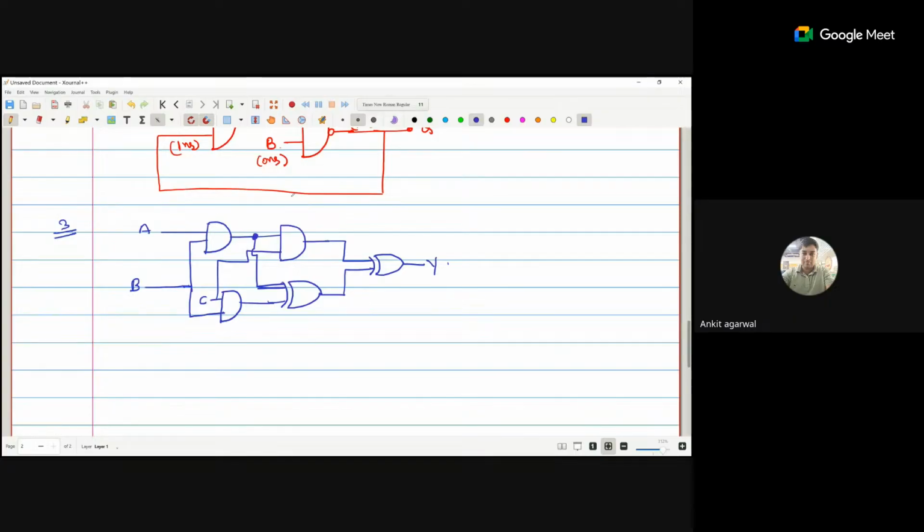Okay, so the output Y equation. That is the 2016 question.